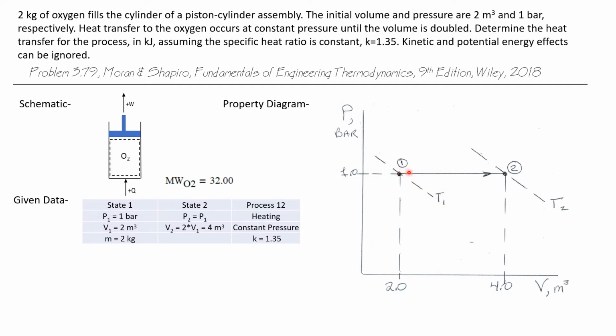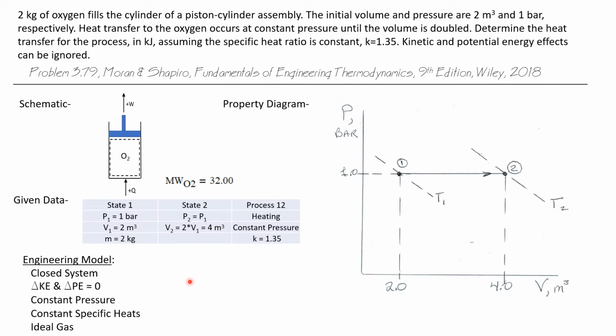This is a constant pressure process. So it's going to stay on this horizontal pressure line of 1 bar until it gets to a volume of 4 cubic meters. And the constant temperature line that represents the final state's temperature would be coming down to the right, going through state 2.